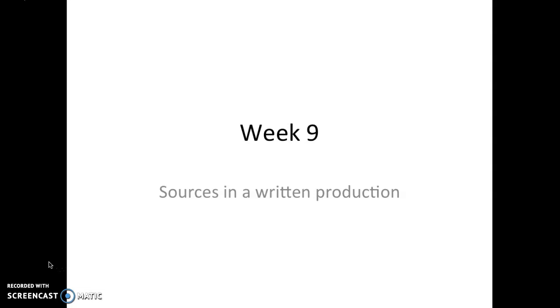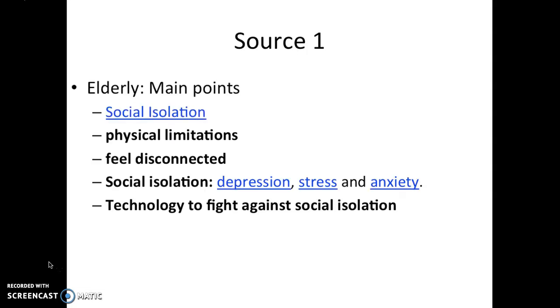Now, if we look at source number one, it is about old people. Okay, that's the topic. It's about how old people deal with isolation. Now, these are the main points, the main ideas of article number one. It doesn't really matter if you're old or not. Actually, you guys are not old. You're young. You're not old people, right?